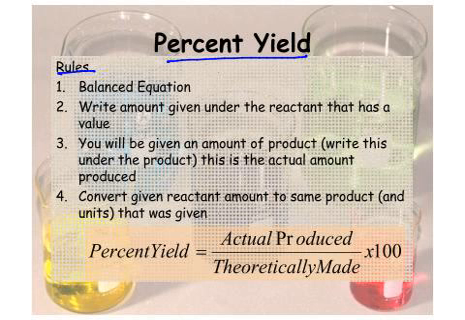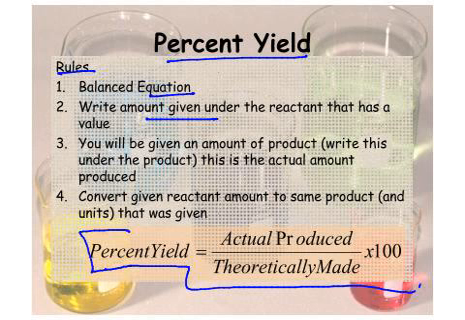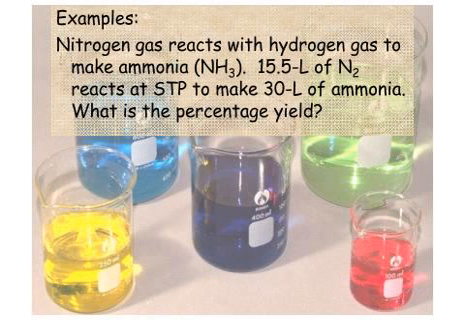Percent yield, very simple problem, folks. You can read these rules. Balanced equation, right amount that you've given. This is similar. The key thing is actually sometimes you don't make as much as you expect to make, and then we have a percent yield. That's probably best if you look at these instructions, and we'll do an example.